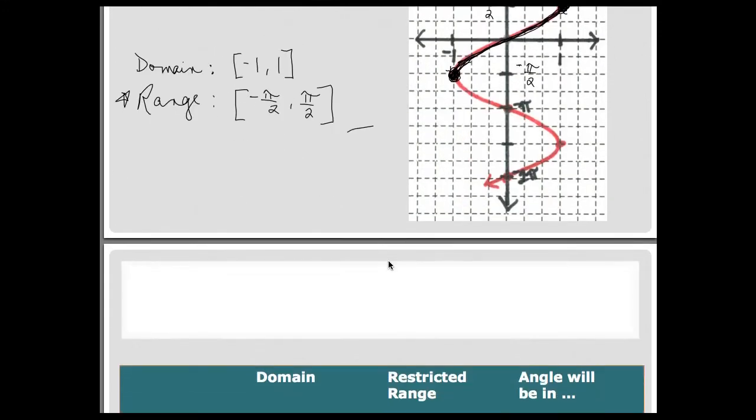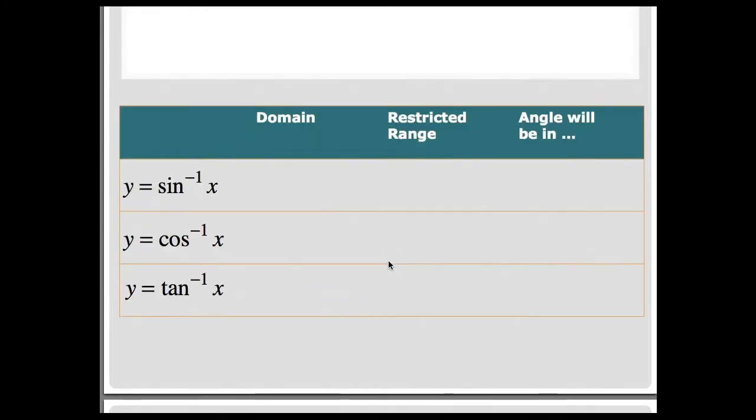So let's look now at cosine. Okay, we're going to start to fill out this little chart first. So recap, we're going to just summarize what we had. The domain for the inverse sine function was -1 to 1. The restricted range becomes from -pi over 2 to +pi over 2.